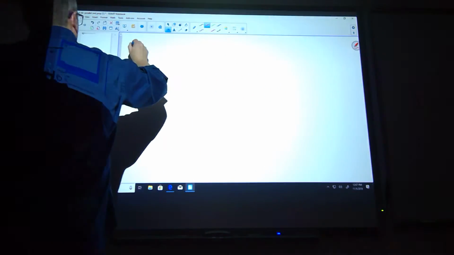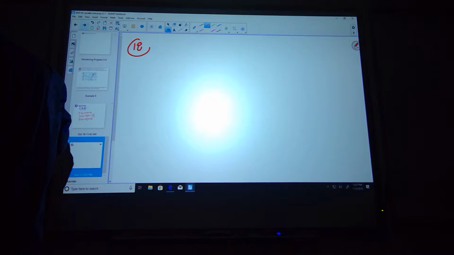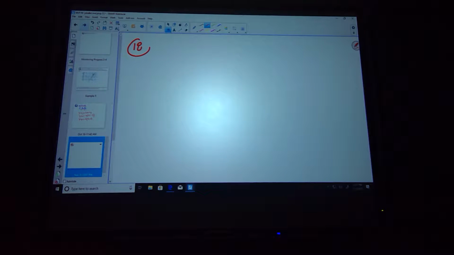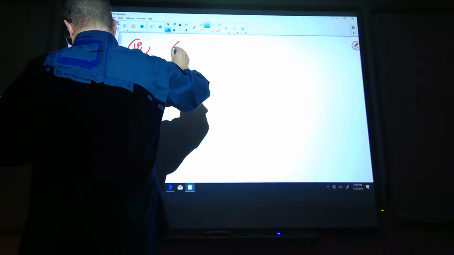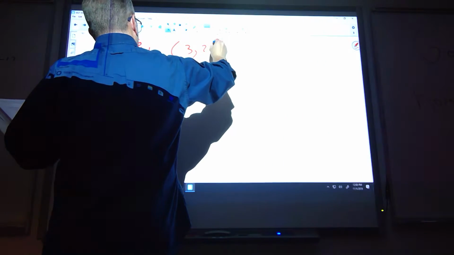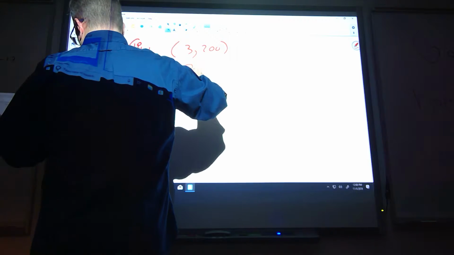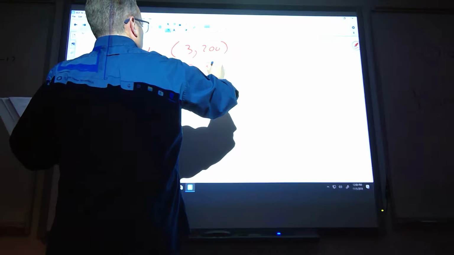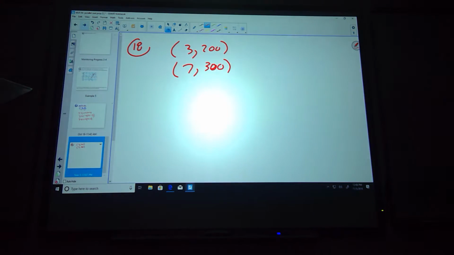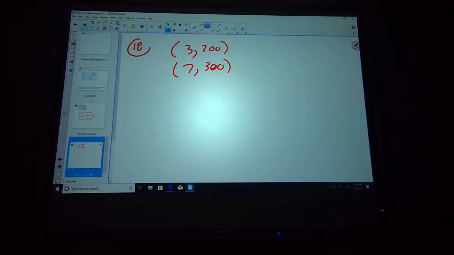Number 18 says you are earning money babysitting and decide to set up a savings account that you will deposit money into at the same rate each month. After 3 months, you have $200. After 7 months, you have $300. So after 3 months, you have $200, and after 7 months, you have $300. Are you okay with how I got those points? Make sense? Write a linear equation in function form that represents the money A(t) that you would have.